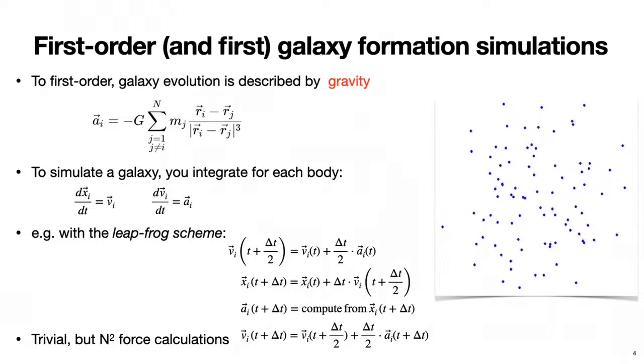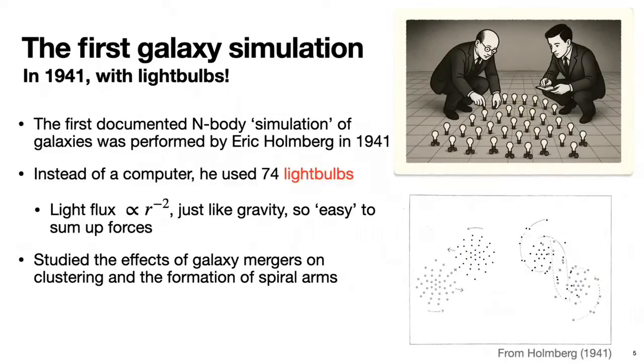Now, this is also how people first simulated galaxies. Can you actually guess when the first galaxy simulation was done with methods like these? Can anyone guess roughly the time? I think the first computer was invented like in 1944 or 1945, towards the end of the Second World War. 60s? It's a good guess. This was in 1941, I think. So it was actually not done with computers.